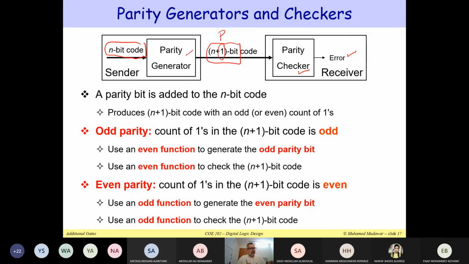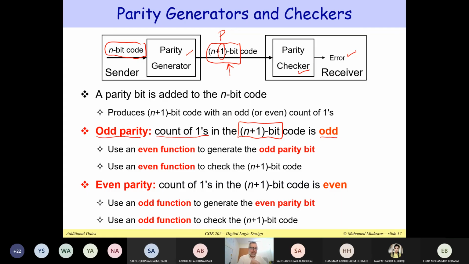Now, suppose that we would like to use odd parity. If I would like to use odd parity, then the total count of ones in the transmitted data, in the n plus 1 bit code, must be odd. That's the meaning of odd parity. Count the total number of ones in the transmitted code. This total number of ones should be odd.